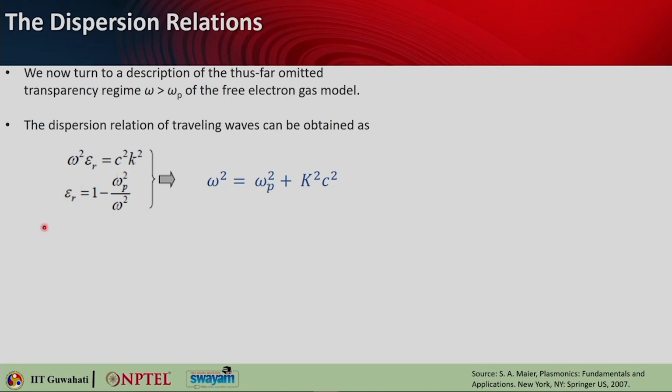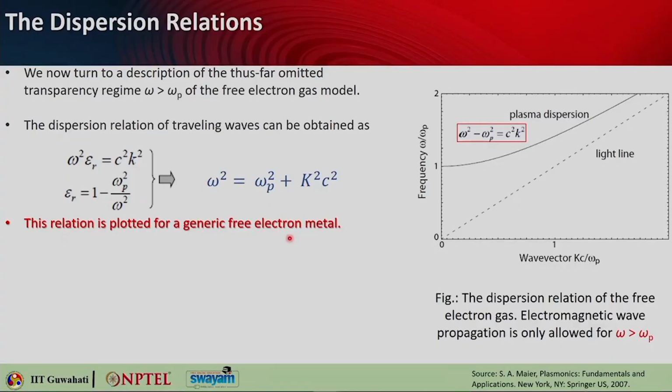You also already know that in this region, the transparency region, the relative permittivity epsilon r can be written as 1 minus omega p square by omega square. So, when you put this into this equation, you get the dispersion relation of the travelling wave, because this is the transparency region. The relation is plotted here for a generic free electron metal. You can see this particular dispersion relation. This is the normalized frequency, omega over omega p, and this is the wave vector, k c over omega p, and this is basically the light line.